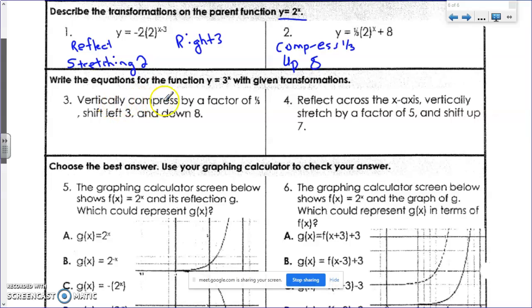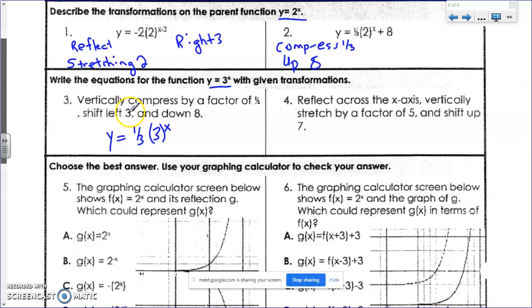So vertically compressed by a factor of 1/3. So you're going to have y equals 1/3. And then my parent function is 3 to the x in this problem. So that's going to be 3 to the x. So you see that that b is going to change in every problem. Does everybody see that? Okay, then it's shift left 3.